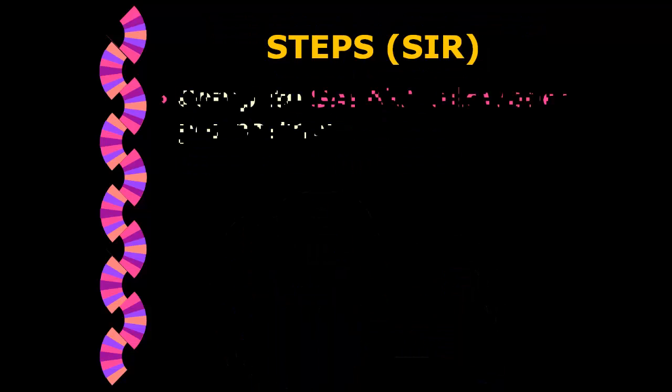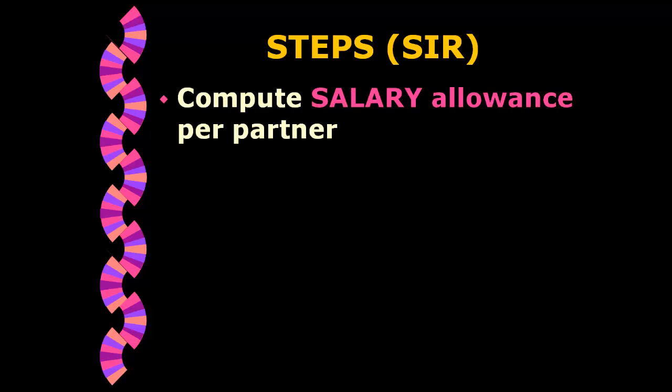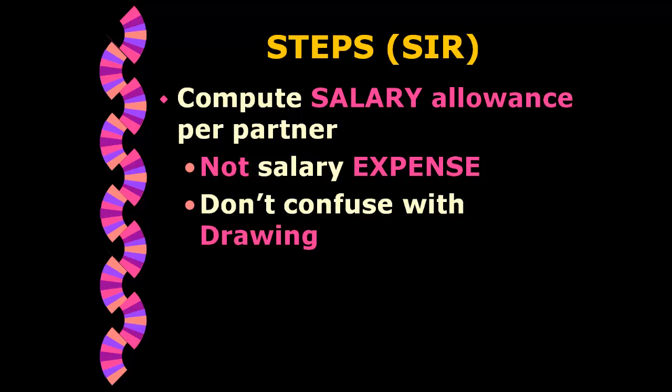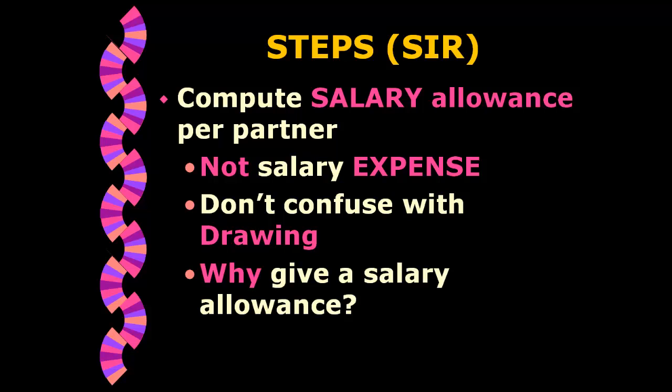The salary allowance is a way of simply acknowledging how much time each partner spends in the business. If you have one partner who's working 40 hours a week in the business and another partner who's working 10 hours a week, it only seems fair that we should give the first partner more of the partnership net income as a way of acknowledging the extra time he's spending in the business. Now, this is not salary expense. This is not a paycheck that we are writing to the partners, but instead it's a way of simply acknowledging that the partner who works in the business more should get more of the net income. This is not drawing, the owner taking money out of the business for personal use at all. Why give a salary allowance? To acknowledge how much time a partner may spend working in the business.